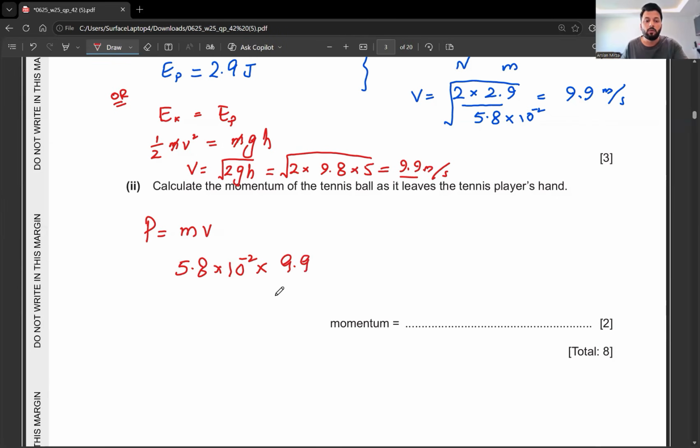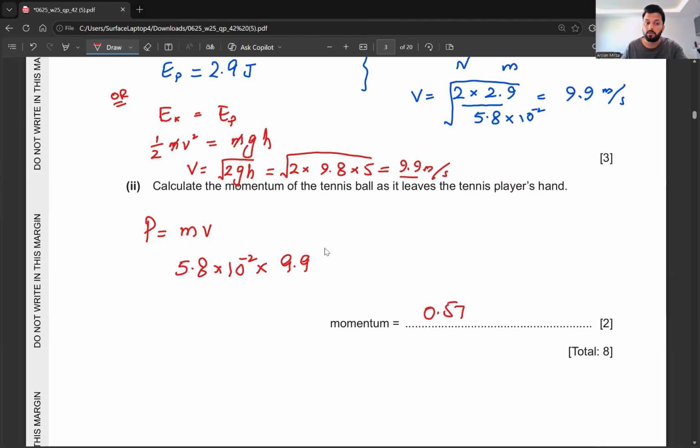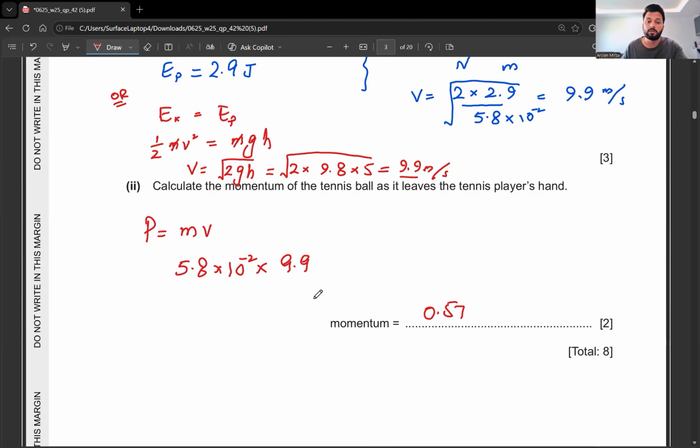So here we will have momentum that is 0.57. By the way, momentum is a vector quantity, so we have to write the direction of it. Since the ball is moving upward, the direction of momentum is in the direction of velocity, that will be upward. There is also a unit, so you have to write the unit as well. I'm writing the unit here, that is Newton second or kilogram meter per second. You can write both units.